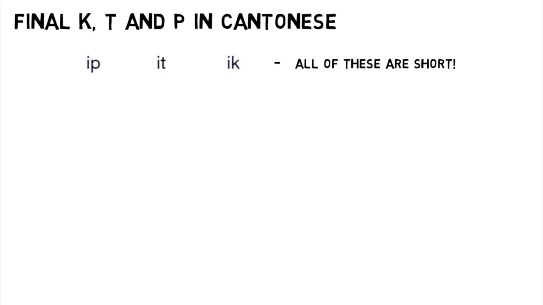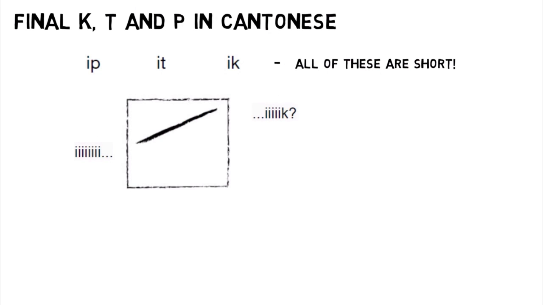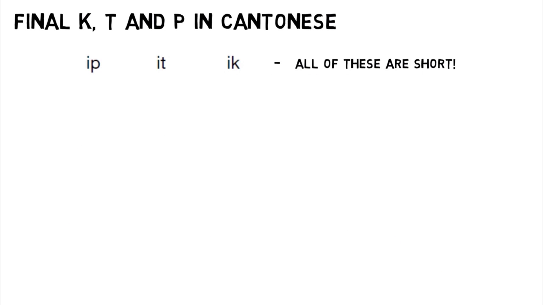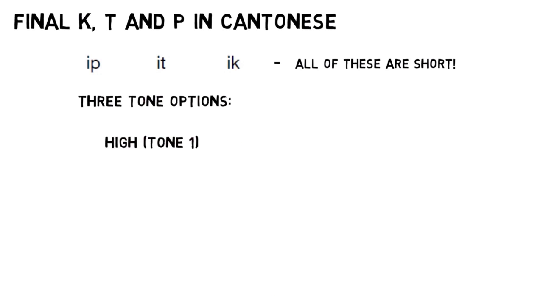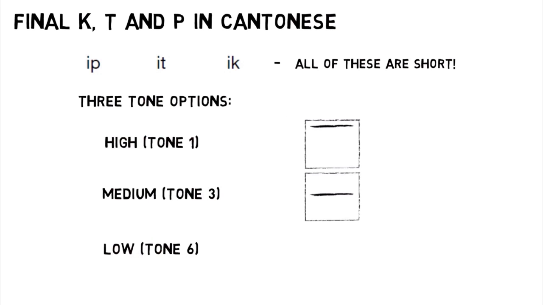In these cases, there's not really much time to start at one pitch and then move down or up from there. If you're just saying something like sick, it'd be hard to go all the way from I to I and go I as in a tone 2. For that reason, when you're dealing with any of these shorter syllables, you only have 3 options instead of 6. You could say them high, medium, or low.